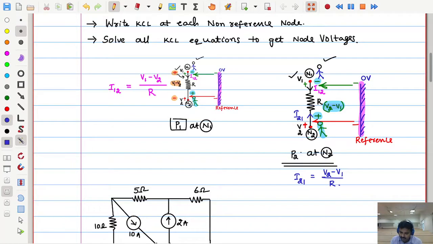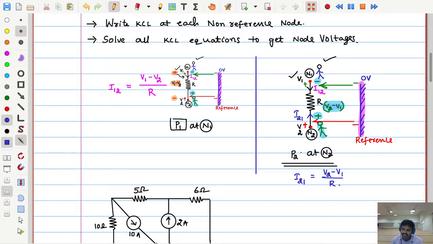We can write the current through this same resistor in two ways. One thing I can write is V1 minus V2 by R. If so, that is leaving node 1. That current is leaving node 1. In the other case, if I think from person 2's point of view, then V2 minus V1 by R is the current. What is the nature of this current? This current is leaving the corresponding node.